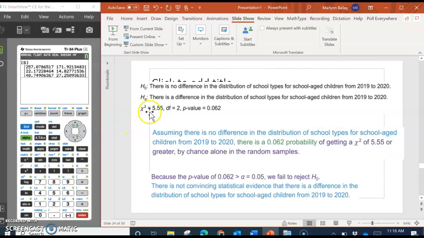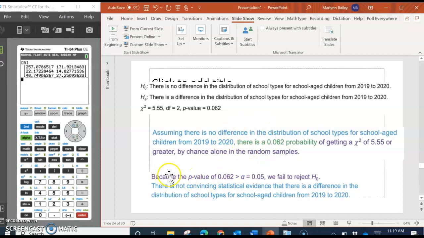So we have our chi-squared test statistic and our p-value, and remember to interpret your p-value. This is just a reminder: if your null hypothesis was true, that there's no difference in the distributions from 2019 to 2020, the p-value is the probability of getting a sample like we did. So if you needed to interpret the p-value, you could look over that.